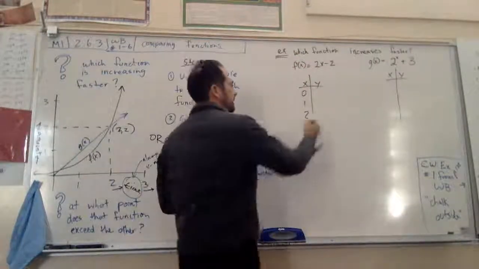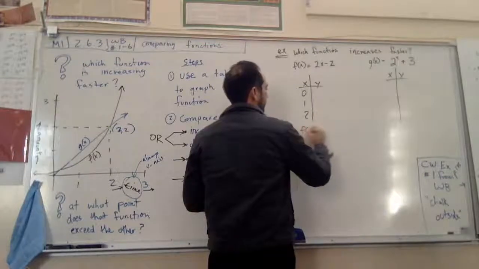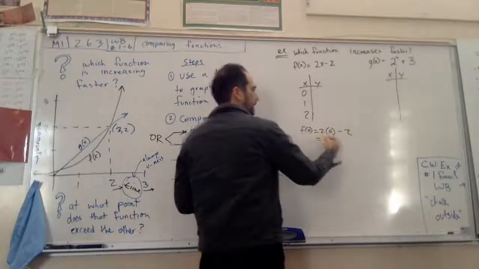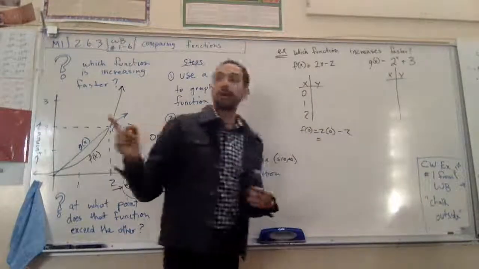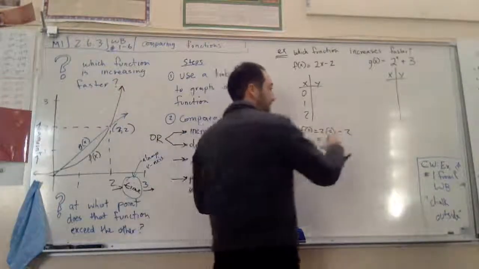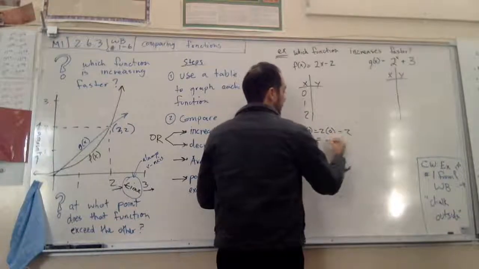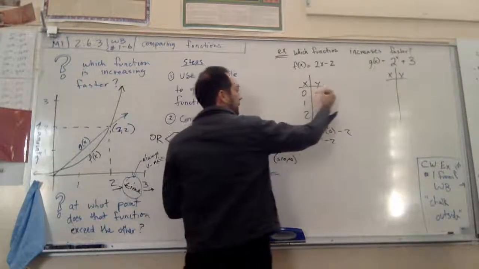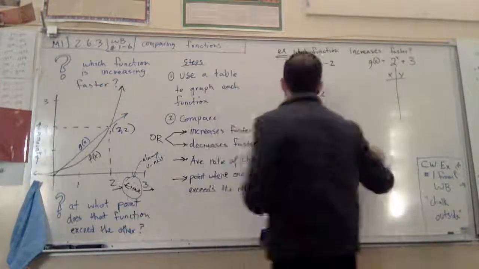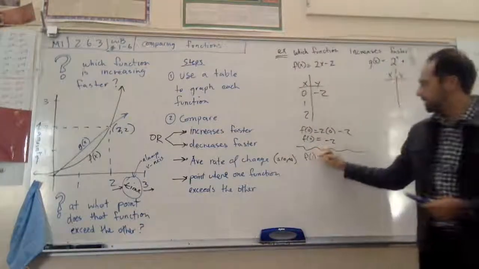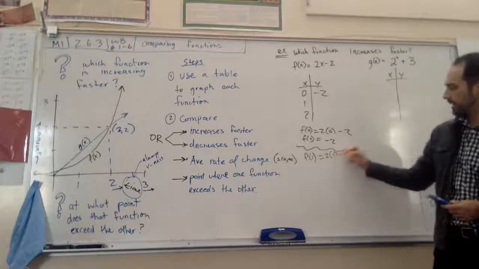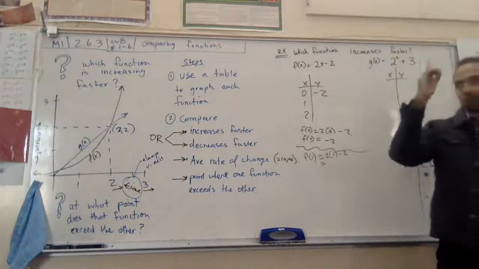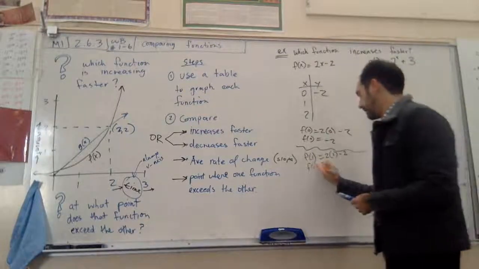Okay. So let's see. We plug in 0 right here. F of 0 is 2 times 0 minus 2. What's 2 times 0? Well, 2 to the 0 power is 1. I like that. But 2 times 0. 0 minus 2 is negative 2. So when we plug in 0 for x, we get negative 2 for y. Right? Let's do f of 1. 2 times 1 minus 2. What's 2 times 1? 2 minus 2? 0. F of 1 equals 0.